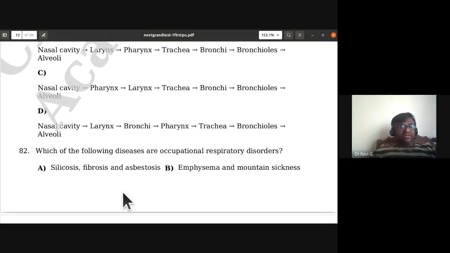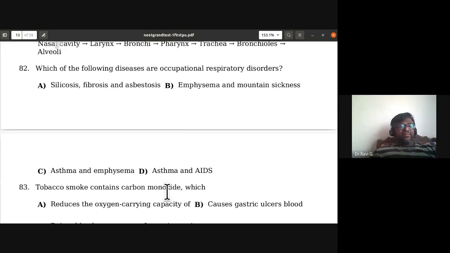Occupational respiratory disorders: silicosis, accumulation of silica fibers, fibrosis, asbestosis. So they're all the occupational disorders. Silicosis, fibrosis, and asbestosis are occupational respiratory disorders. So A is the answer.